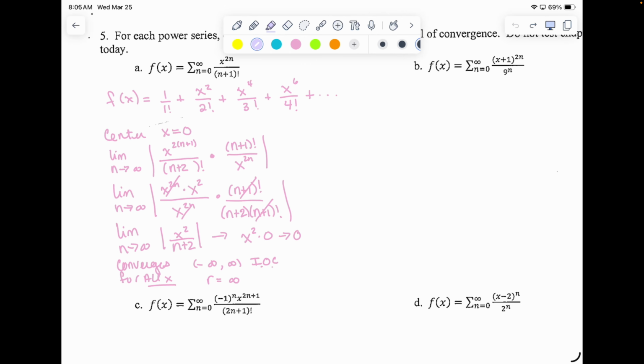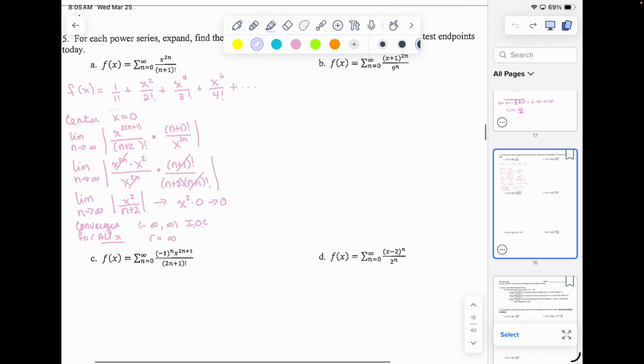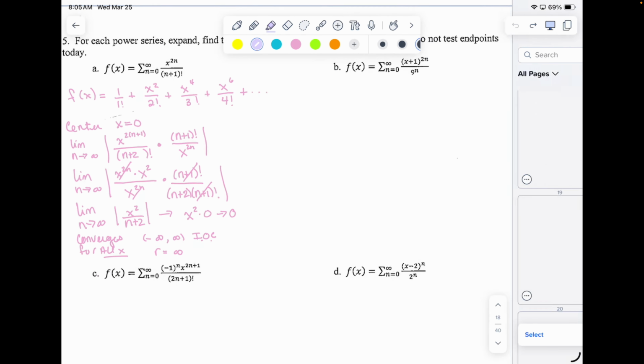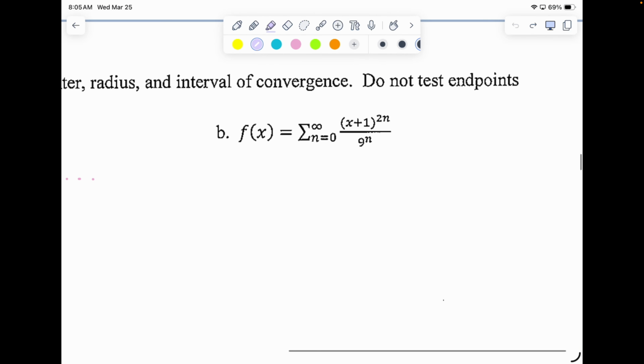We are looking at B. Am I on page 18 still? Yeah, I am. Okay. So the first thing I want to do is list out, expand the power series so I can see the first few terms, okay?